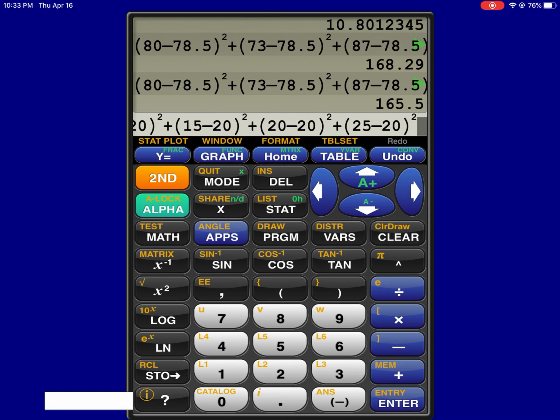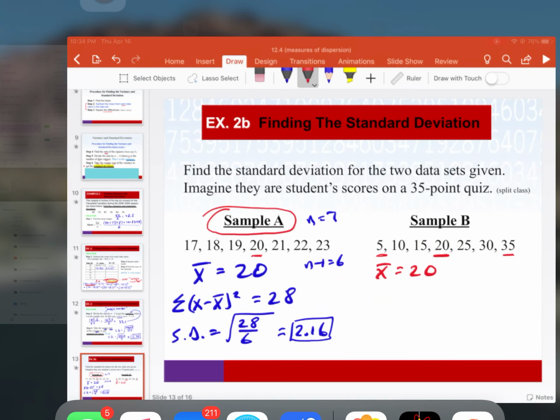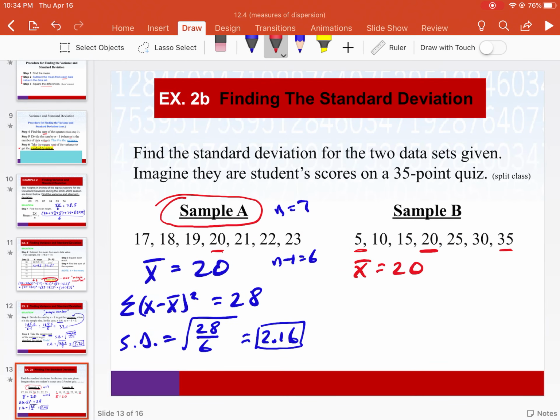Now remember, I made some mistakes last time, so be careful. Plus 30 minus 20 squared. Plus the last one, 35 minus 20 squared. And this is the magic number, 700. I need to see that. I don't need to see all the calculations, but you've got to write down the 700. Okay? So let's go back to the problem. And here's what I need to see. Whatever you want to call this, you can call it the magic number. Okay?